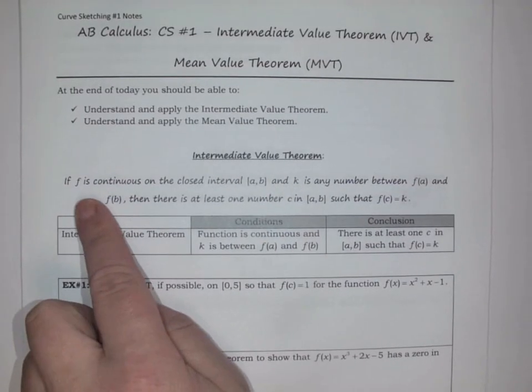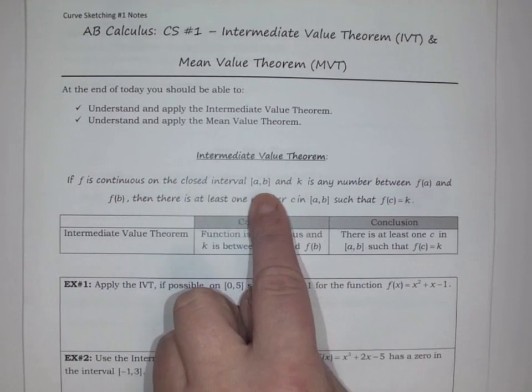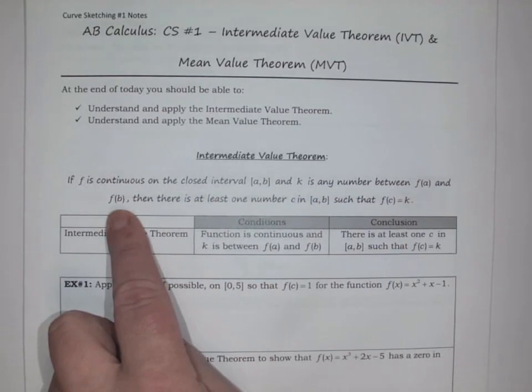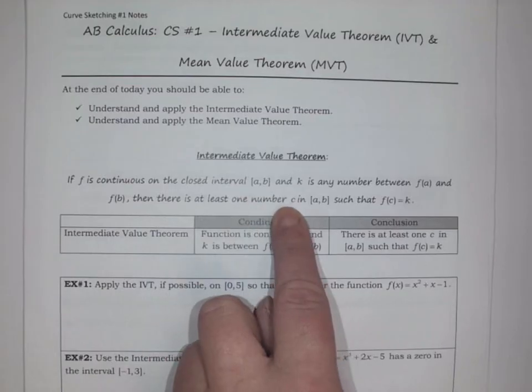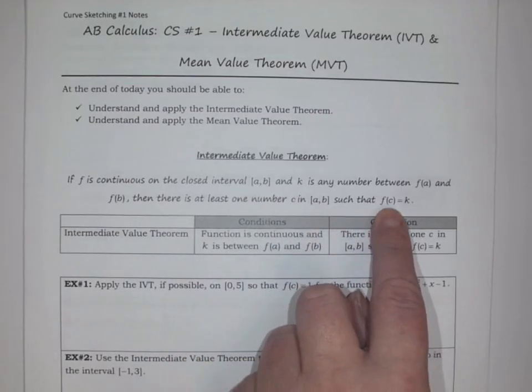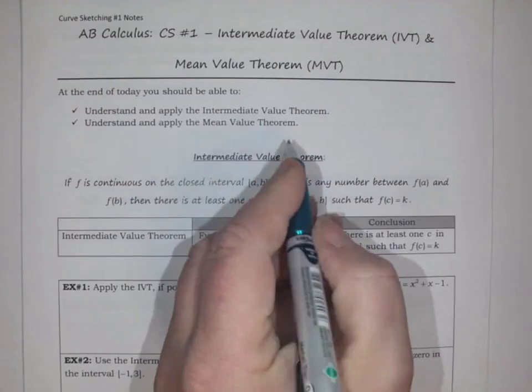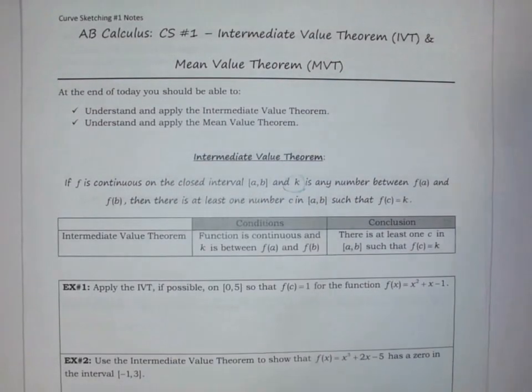The intermediate value theorem says that if f is continuous on the closed interval [a, b] and k is any number between f(a) and f(b), then there is at least one c in [a, b] such that f(c) equals k. So what this is basically saying is that k is a y value.